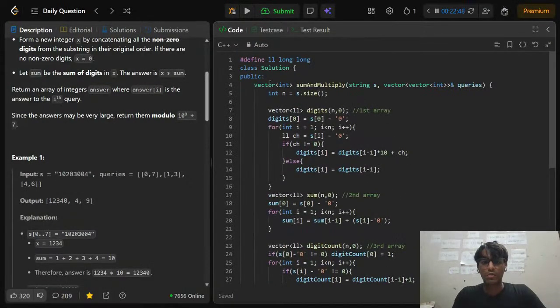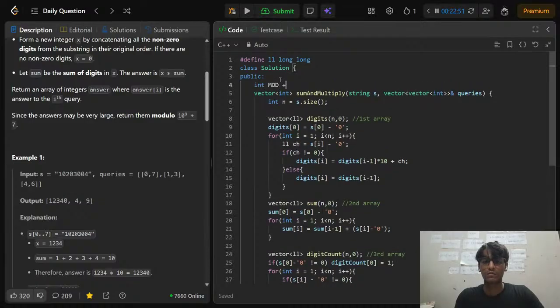I will also update a mod. For those who don't know what 1e9 means, whenever you see something like 1e7 or 1e9, just replace e with a zero and take it to the power of the number written to the right of it. Like 1e9, think of it as 10 to the power 9, and 1e7 as 10 to the power 7. And this mod is basically 10 to the power 9 plus 7, a prime number. There is a particular reason why we use a prime number as the mod, and I actually don't know what that reason is, but there is a reason, and it's also given in the question.